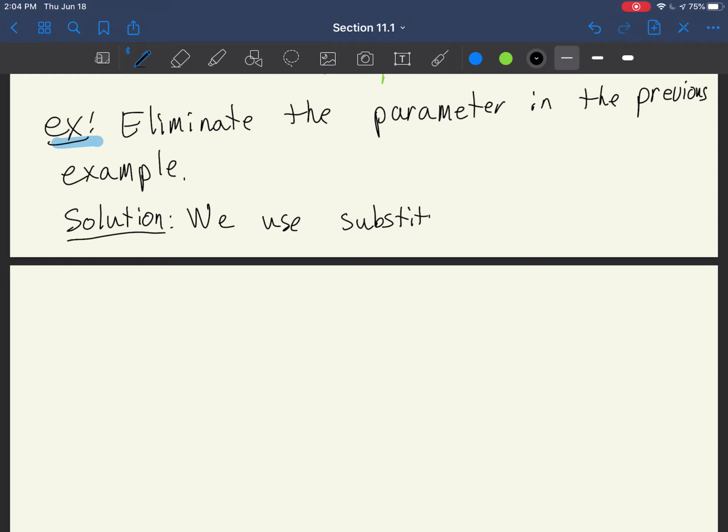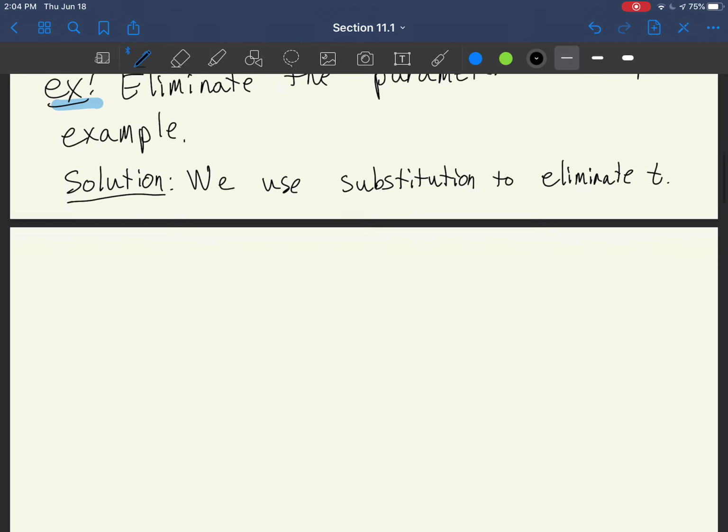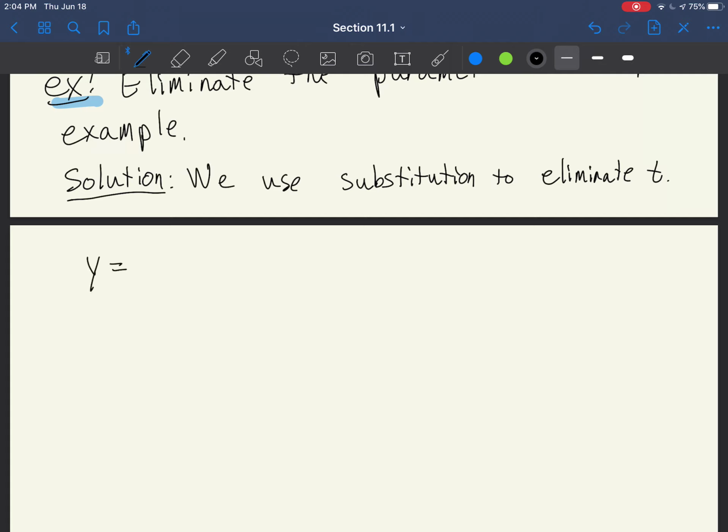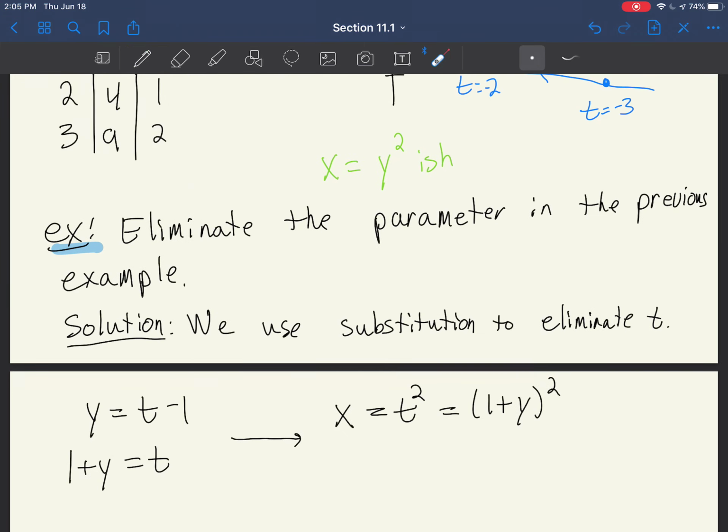Solution. We're going to use substitution to eliminate t. So we have y equals t minus 1. Solve this for t, and you get 1 plus y equals t. Plug this into x, so we know that x equals t squared. So then x equals (1 plus y) quantity squared.